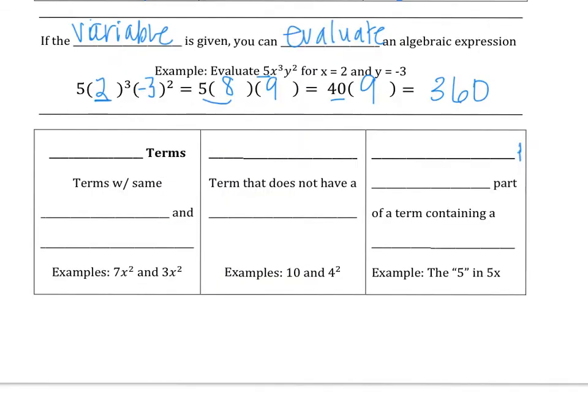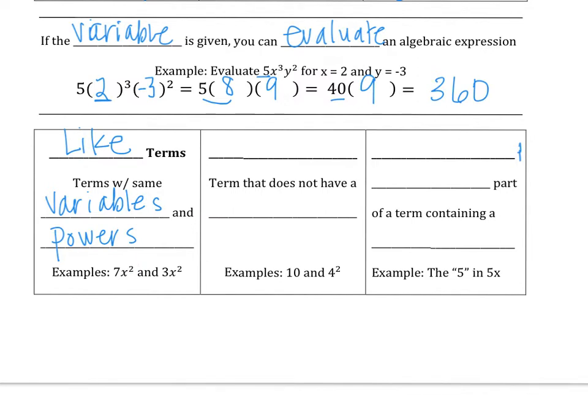One last thing that we're going to take a look at here before we do some examples is just to define some terms. So when you have the term like terms, these are terms with the same variables. For example, they both have x in them, and the same powers. So if you have 7x squared and 3x squared, you could combine those. Those are like terms.